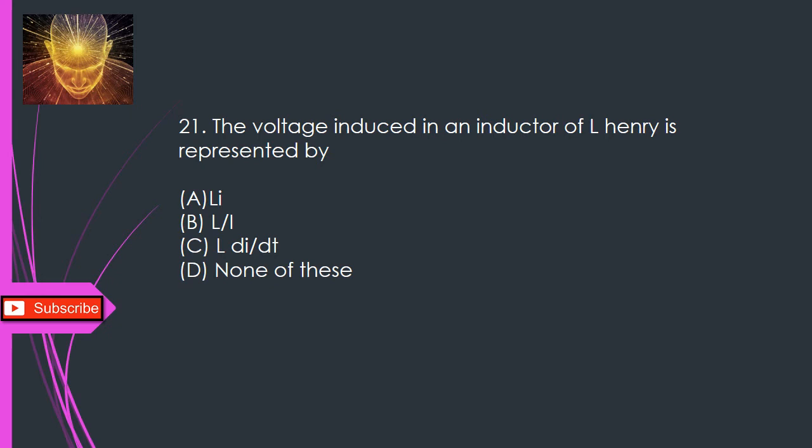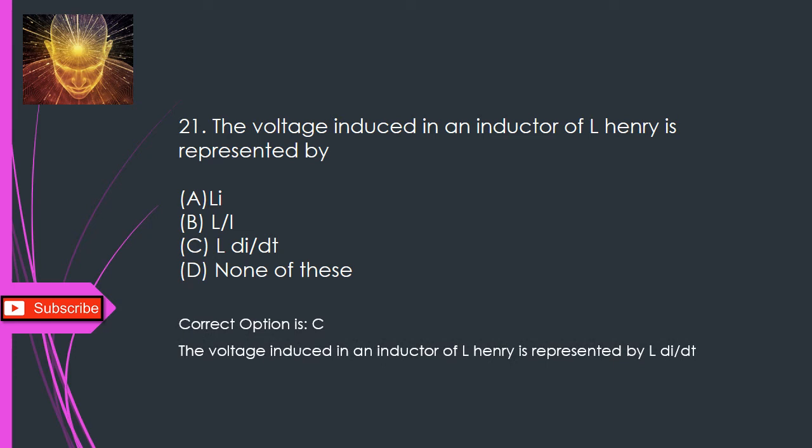The voltage induced in an inductor of L henry is represented by A. L i. B. L/i. C. L di/dt. D. None of these. Correct option is C. The voltage induced in an inductor of L henry is represented by L di/dt.